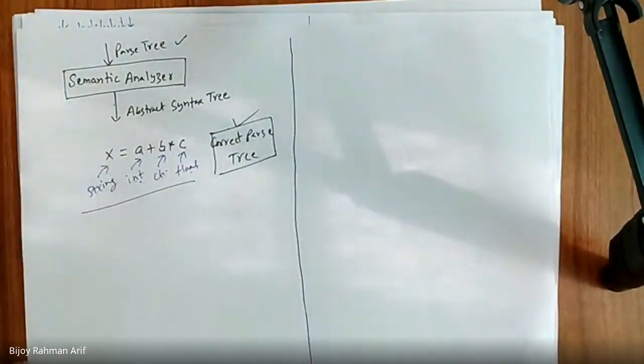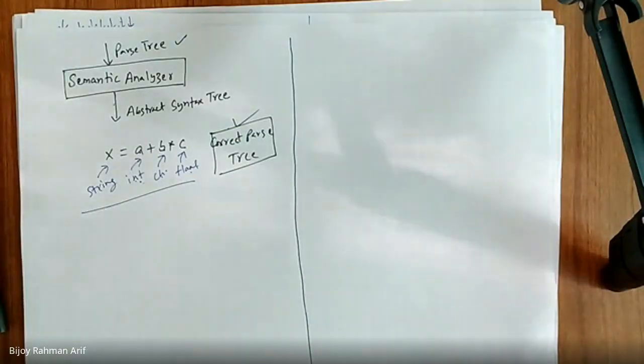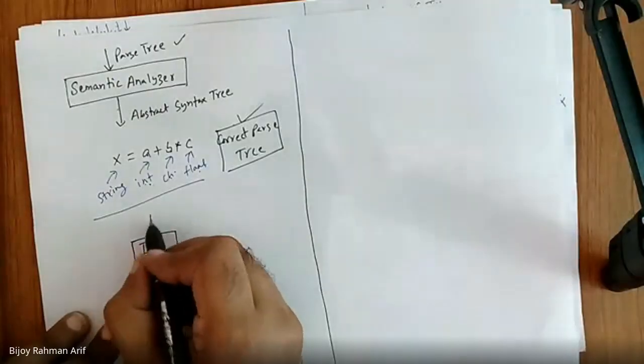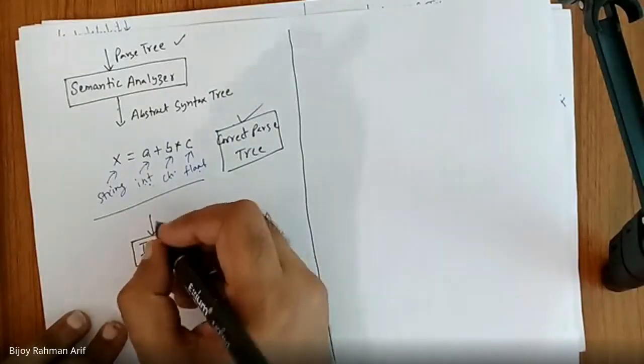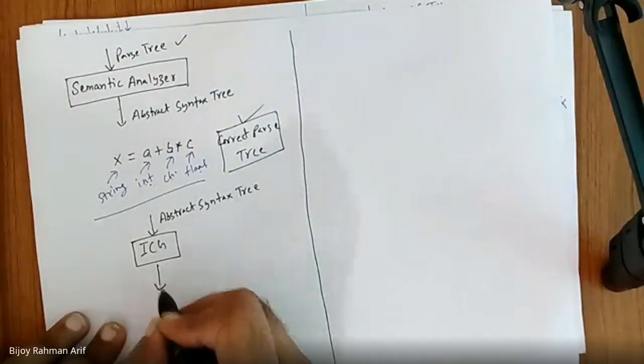This abstract syntax tree is going to pass to which phase? What is the next phase? ICG, intermediate code generator. ICG is nothing but intermediate code generation. It is going to simplify the expressions. So what is the input of the ICG? Abstract syntax tree. And what is the output of ICG?